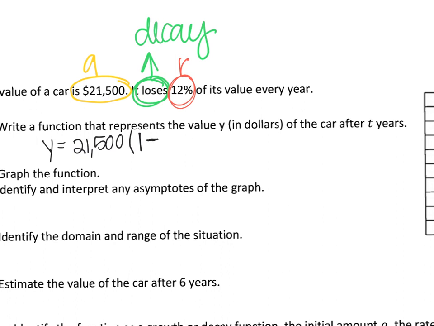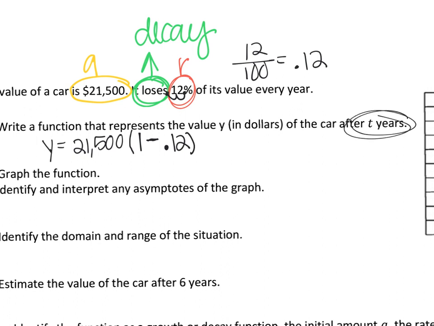And 12% is not a number. Remember, in order to change a percent into a decimal, you can either move the decimal place over 2 times, or you're taking 12 divided by 100. And when you do that, you get 0.12. Either way. So 1 minus 0.12, and then to the t power. We don't know what t is. It just tells us after t years. So to the t power.